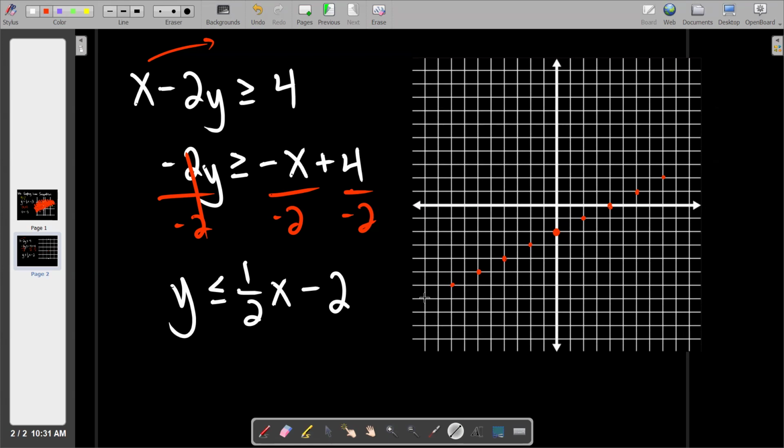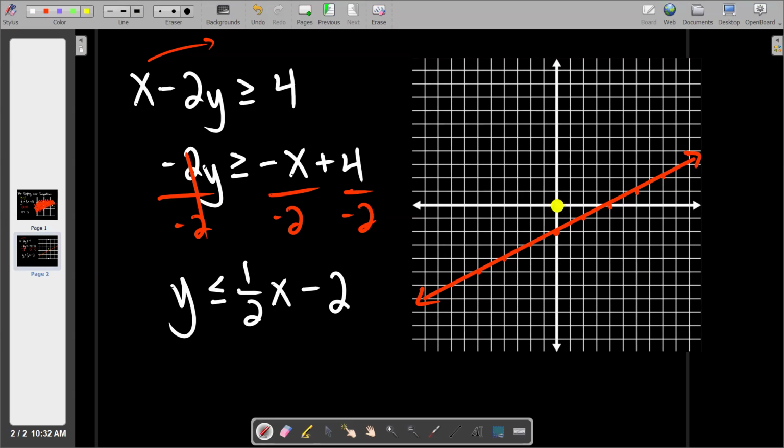So by graphing a solid line, we are showing the reader of our graph that the points on the line are included. They work, they're solutions. And we're to the point now where we ask, which side should we shade? And the answer to the question is test a point, right? So let's test this yellow point right here.